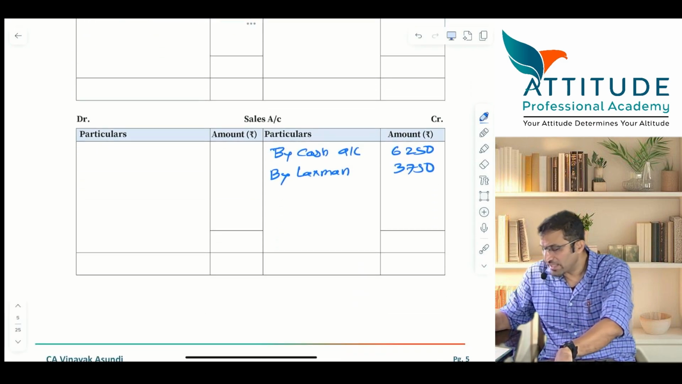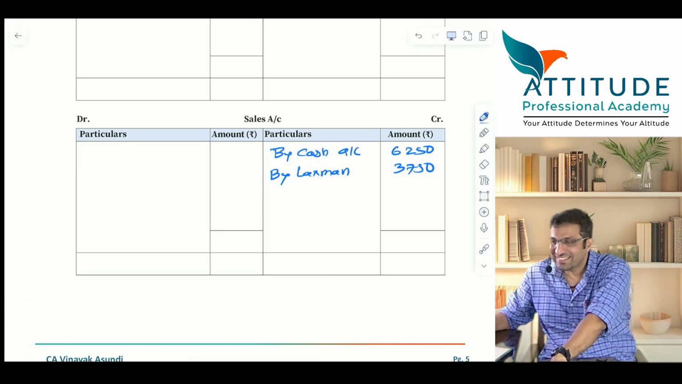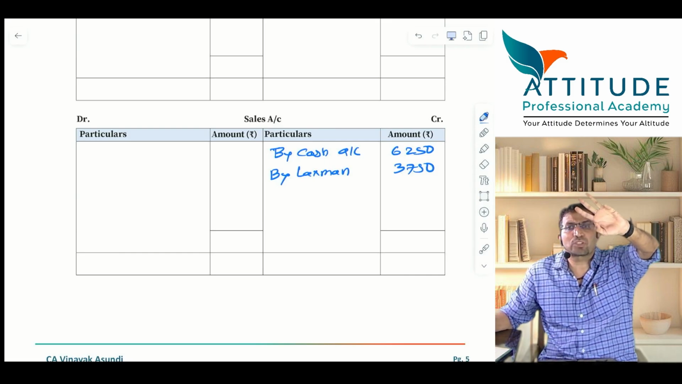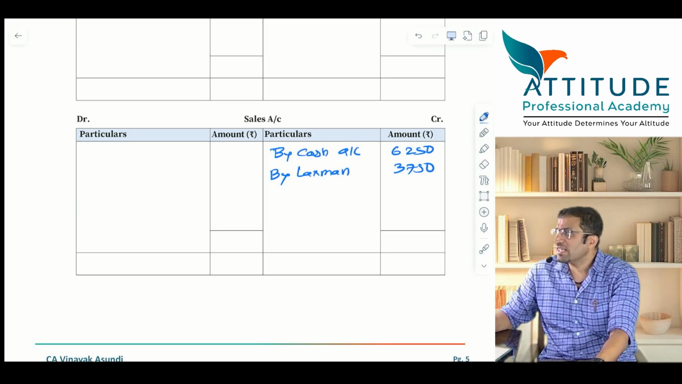Spelling should also be the same, otherwise the computer will not accept it. If there is even a simple mistake, it will not take it. Nowadays everything is computerized, but anyway you should know the process of accounting. Is that clear? So successfully we have posted which journal entry? The third journal entry is posted. Fourth journal entry. What is the fourth journal entry?